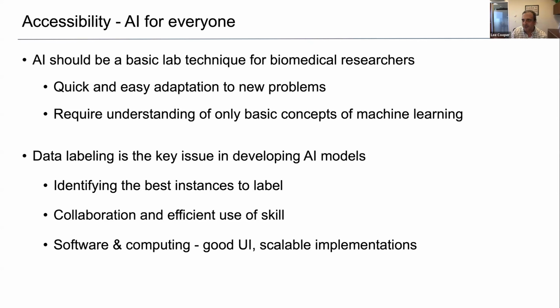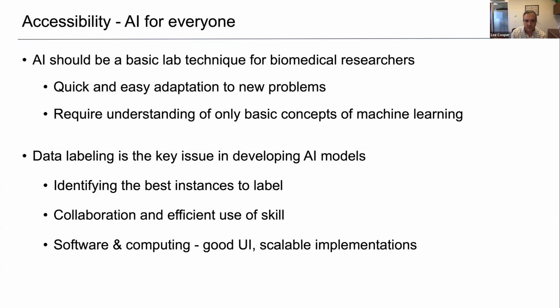Collaboration and efficient use of skill is another important problem in this field. Oftentimes in projects we have pathologists who've maybe worked for 20, 30 years. They're very senior and expert, and all the way down to residents and medical students. And so how do we direct those people's attention to the best instances to label that are within their capability, and enable them to collaborate effectively to build labeled datasets?